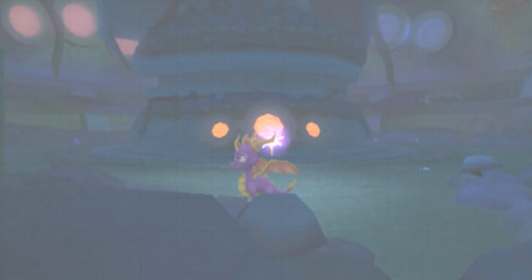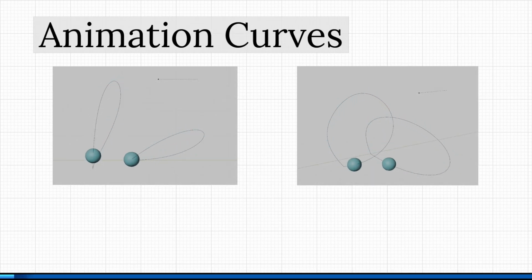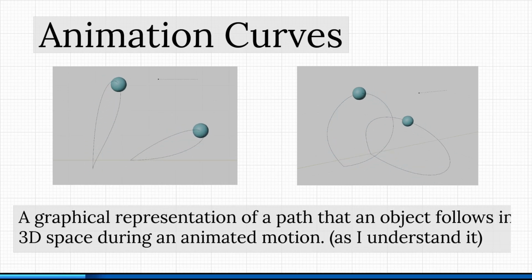When creating animations, we need to be aware of the concept of animation curves. An animation curve is a graphical representation of a path that an object follows in a 3D space during an animated motion. I know that sounds like a word salad. I hope this visual kind of helps tie it together.